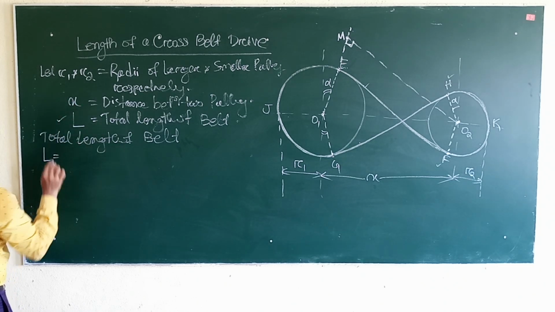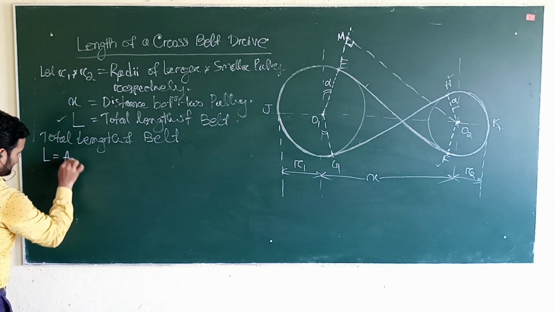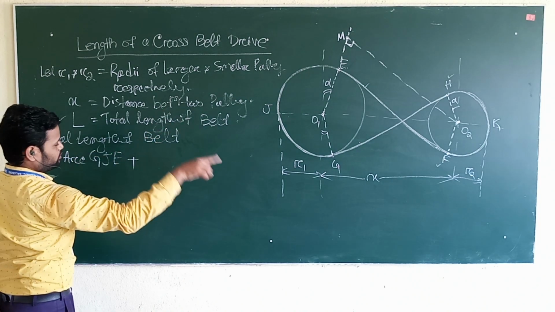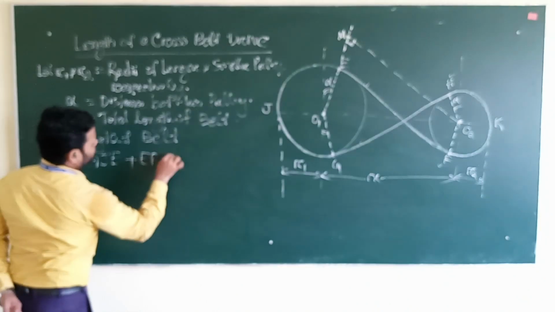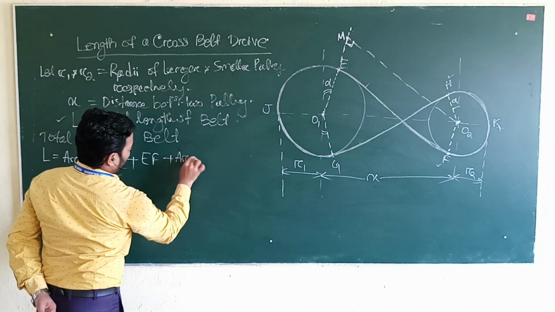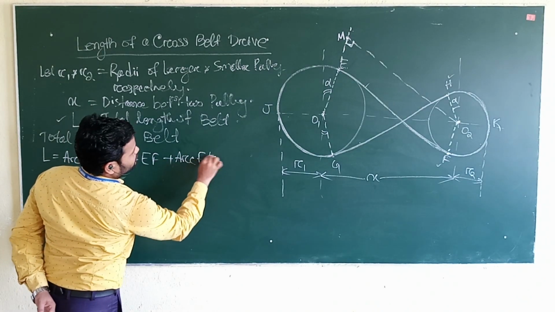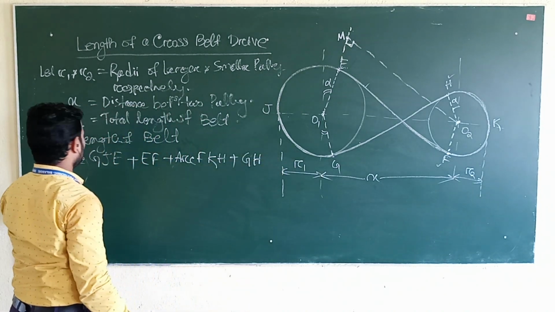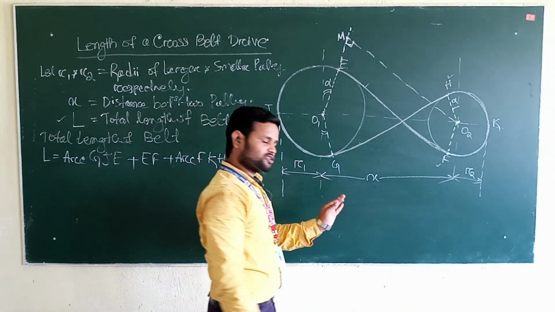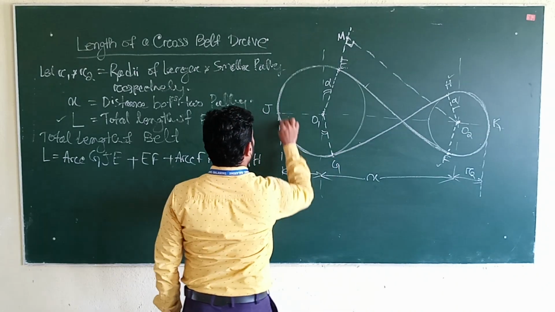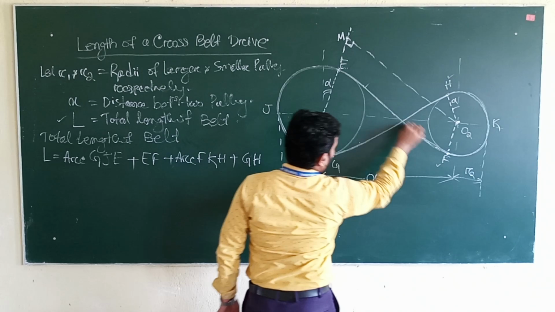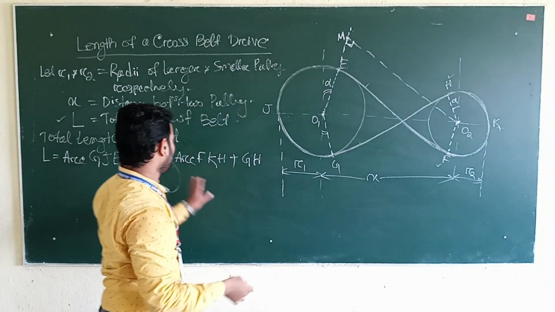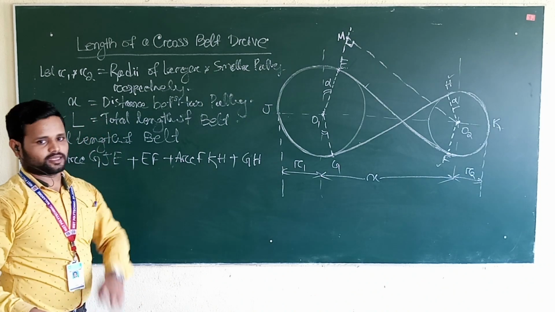So L equals arc GJE plus EF plus arc FKH plus GH. In this way, we can calculate the total length of the belt. So arc GJE, next EF, next arc FKH, next GH. If we add all of them, we will get the total length of the belt.